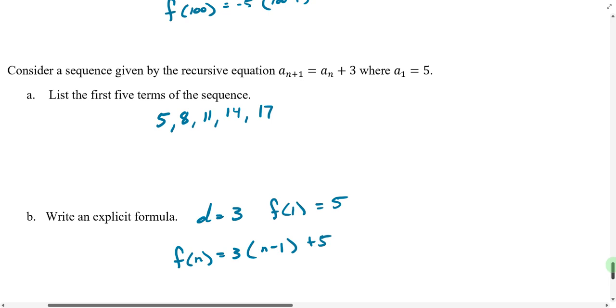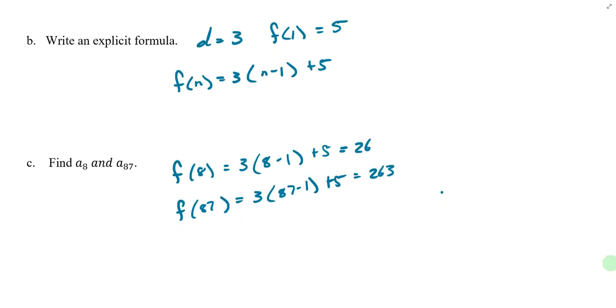Now to write the explicit sequence, same process as we did in the last problem. Make sure you know your common difference, make sure you know your first term, plug them in, right? That's all there is to writing the equation. Then we want to make predictions about future terms, so this is telling us to find the value of term 8, so I plug in an 8 for n, and calculate. We find that 8th term will be 26. Same exact process, except this time with an 87. Okay, then you calculate and you find that 263.